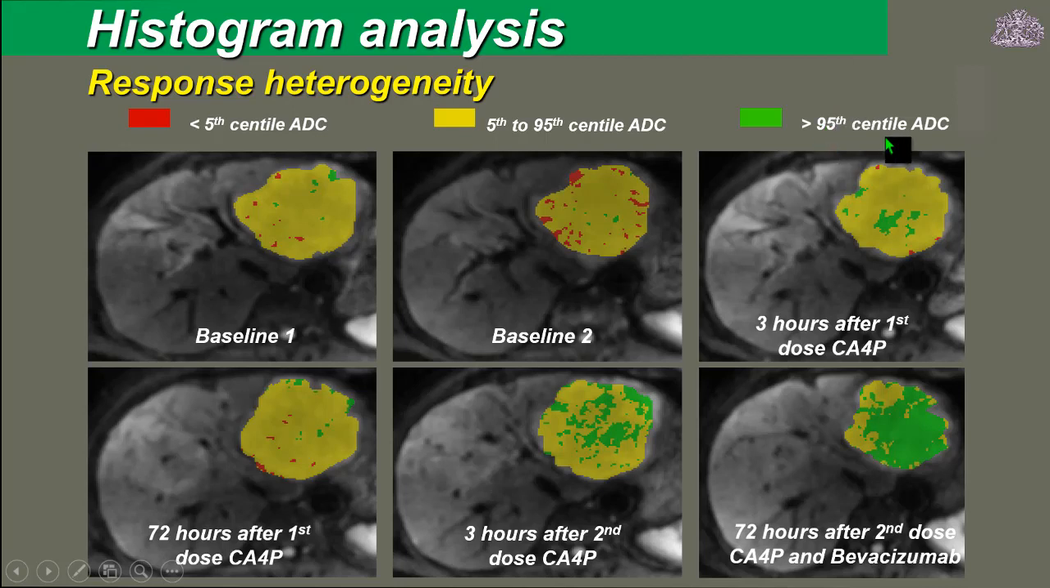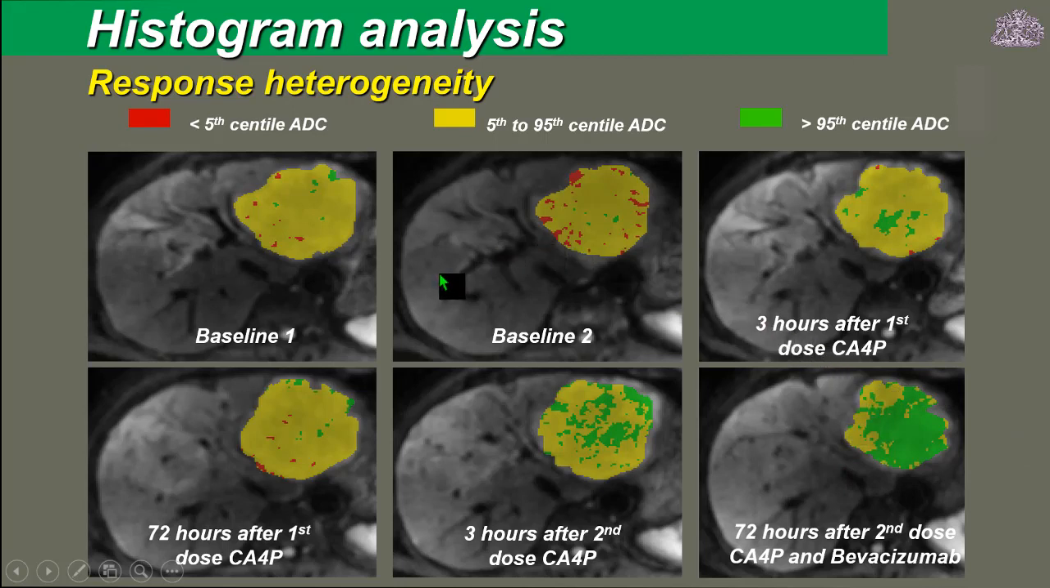Green is above the 95th centile of the baseline ADC distribution. And here we have a liver tumor that is treated with different anti-angiogenic and antivascular agents. You can see after the antivascular agent, there is some necrosis or very high ADC value occurring within the tumor, but that was quickly reversed.